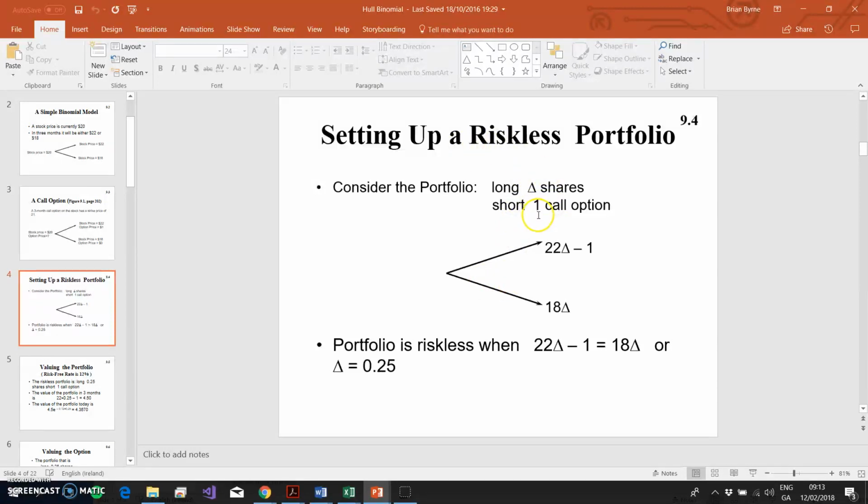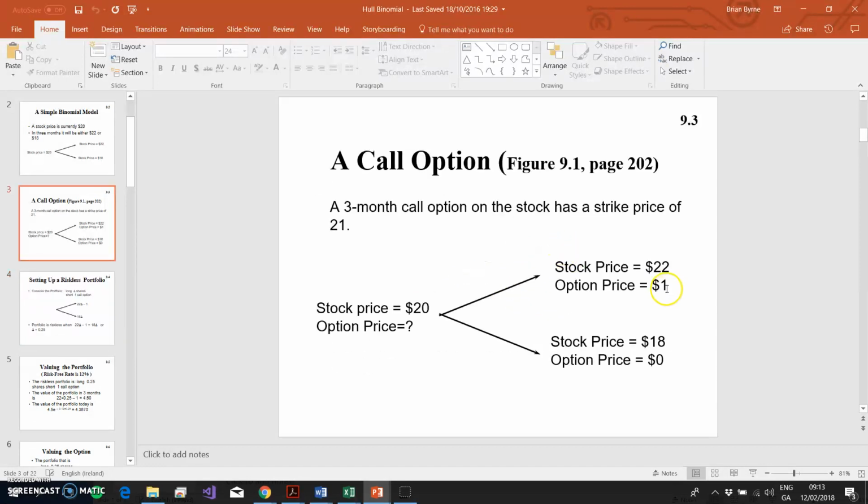So what's basically at work here? We set out that the original stock price was 20, and we allow that the stock price can go to 22 or 18. And then you say, if the stock price goes to 22, the value of the option is 1. If the stock price goes to 18, the value of the option is 0.